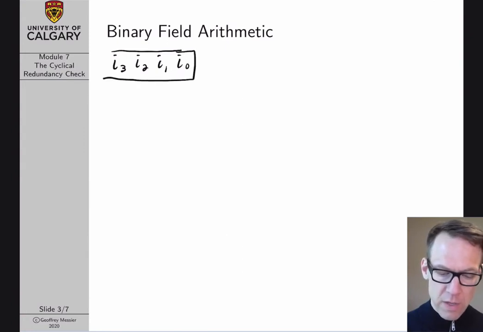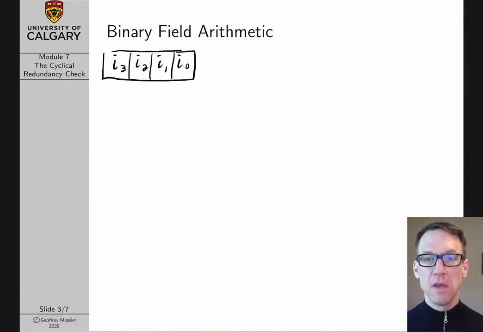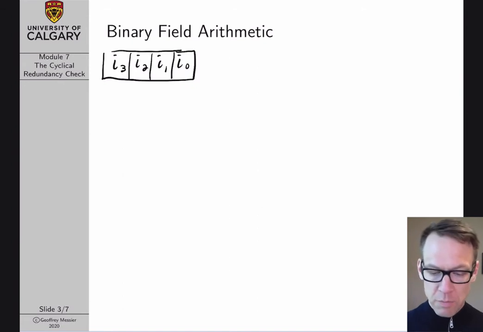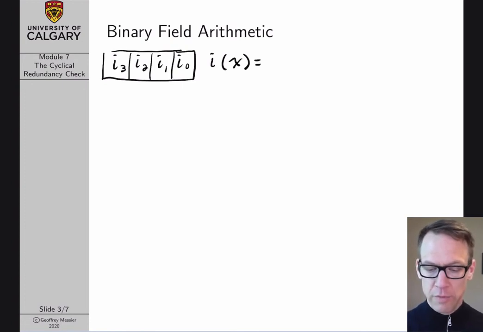And so, you know, we could put this in a little 4-bit frame, if you like. The way that binary field arithmetic would represent this bit sequence is as a polynomial I, which is a function of x. The first term in the polynomial would be the most significant bit value, i3, multiplied by a term x, and the exponent of x would be 3. And that, as we're going to see, indicates bit position. We'll do more examples and you'll get more comfortable with this as we move along.